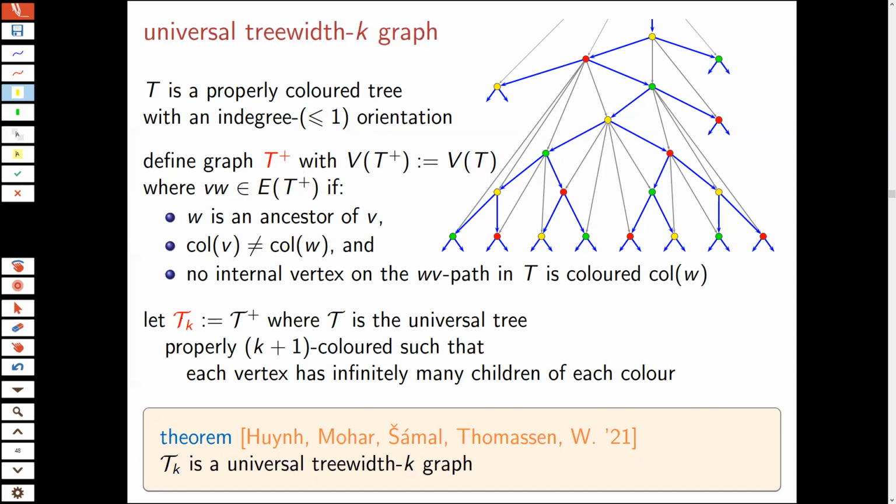That in itself isn't so startling, but it turns out that using this explicit construction, we can prove a number of other stronger properties that are very useful in the other theorems to come. So it helps to have a very concrete description of this universal tree-width-K graph.